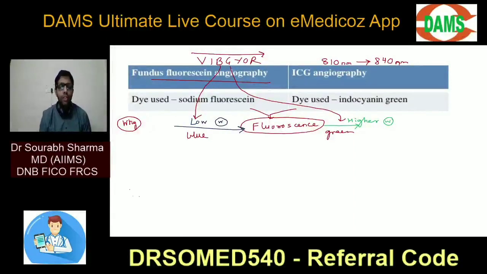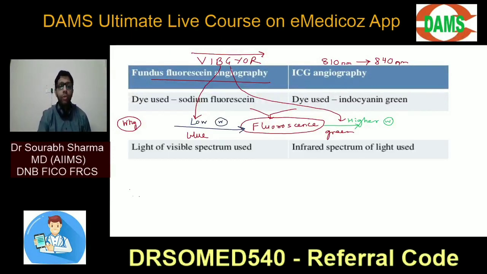So two questions I've answered. Which dyes are used? Fluorescein and indocyanine. Why these two dyes are used? Because they have the property of fluorescence. Low wavelength comes inside, high wavelength goes outside. In fluorescein, blue light comes inside, green goes outside. In ICG, 810 comes inside, 840 goes outside, and then we click photographs. The photographs of the emitted light are what you see as black and white.